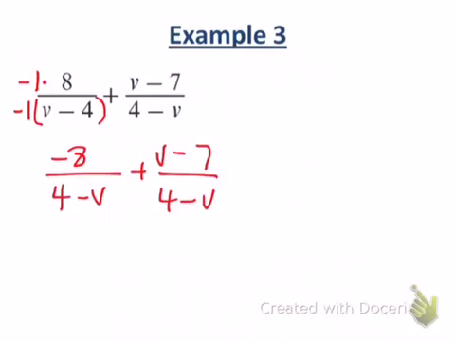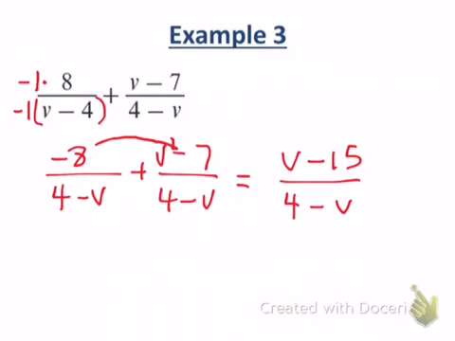Now we can combine those. The denominators are the same. What do I get when I add these terms? V minus 15 over 4 minus v. It's very simple if you see it. If you don't see it, you really work yourself hard making this problem. The denominator's the same. So you need to see that v minus 4 and 4 minus v are opposites. X minus 5 and 5 minus x are opposites.